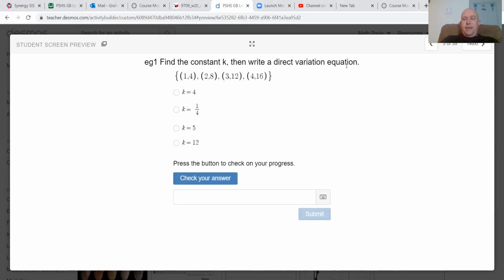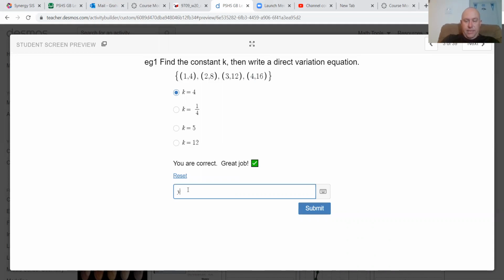So find the constant k, then write a direct variation equation. Really, I only need to look at just one coordinate here. That should be enough for me to tell what the answer is. So what do I multiply 1 by to give me 4? Well, clearly the answer is 4. Check that it works for the other ones too. 2 times 4 is 8. 3 times 4 is 12. And 4 times 4 is 16. So the value of the constant is 4. And as we're checking our answer, we know that y equals 4x.